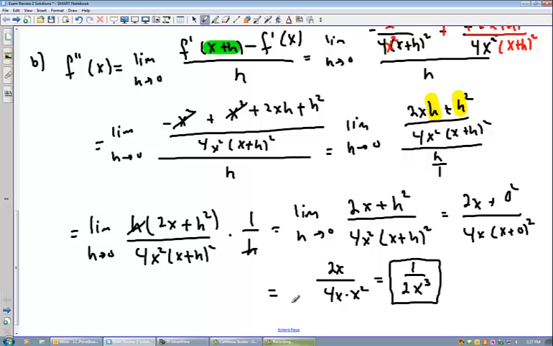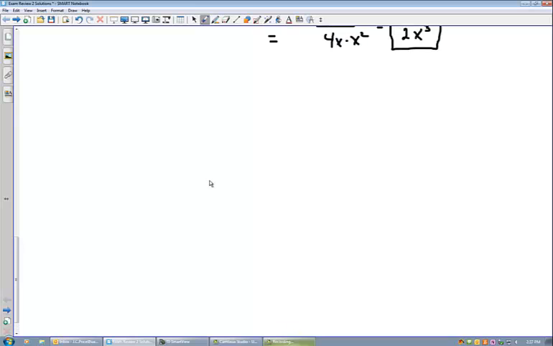All right, now part C. For part C, what we want to do is find the equation of the tangent line at x equal to 5.